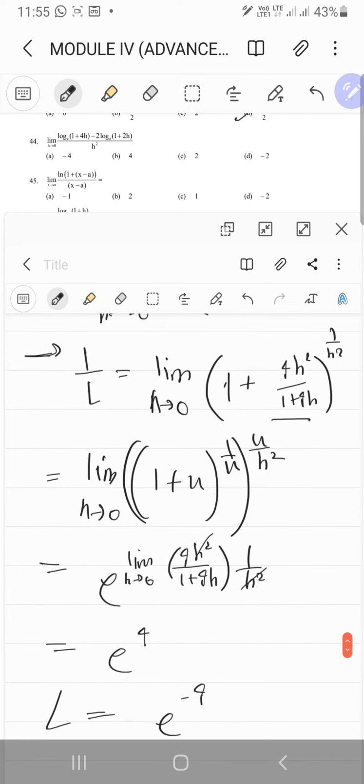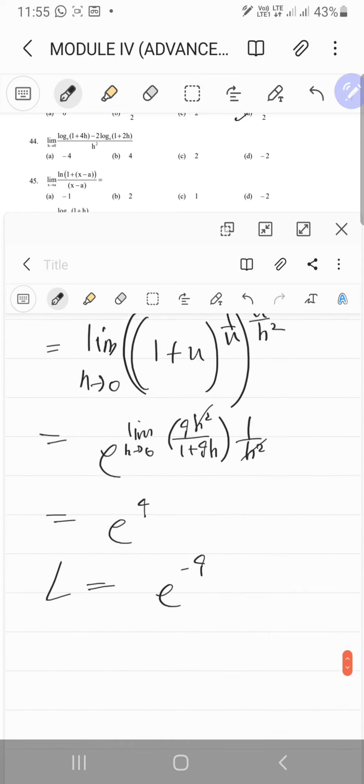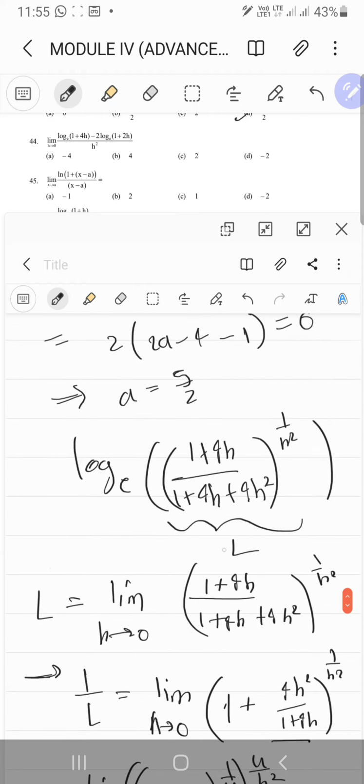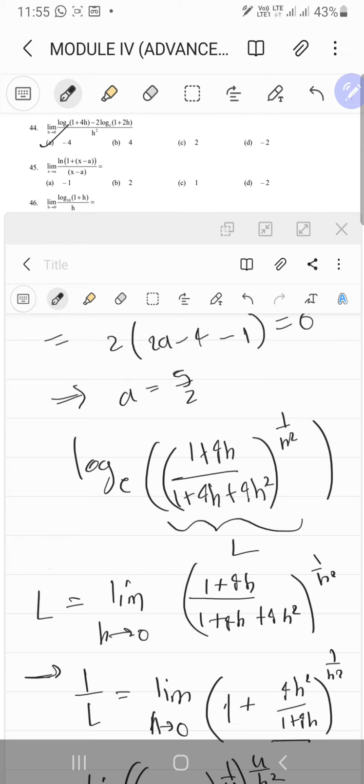Yeah, because of the reciprocal. So this thing is just the limit as h approaches 0. Okay, so L is e power -4. So log base e of e power -4 is -4. So that should be the answer. Next question.